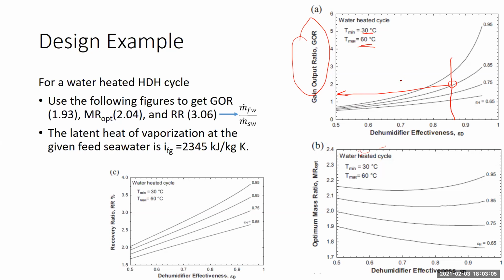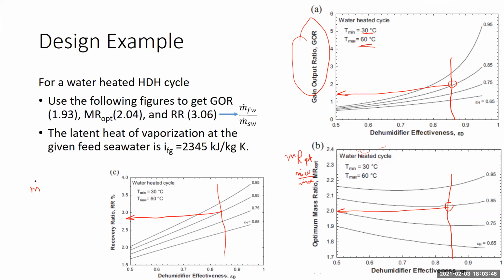The second figure is going to be, for example, knowing the effectiveness of the dehumidifier, again 0.85, and the effectiveness of the humidifier, which is 0.85, and the intersection is going to provide us with the optimum mass flow rate ratio, MR optimum, which is m dot water over m dot air optimum value. And then the third figure is going to provide us, again based on the dehumidifier effectiveness and humidifier effectiveness, what we call the recovery ratio.